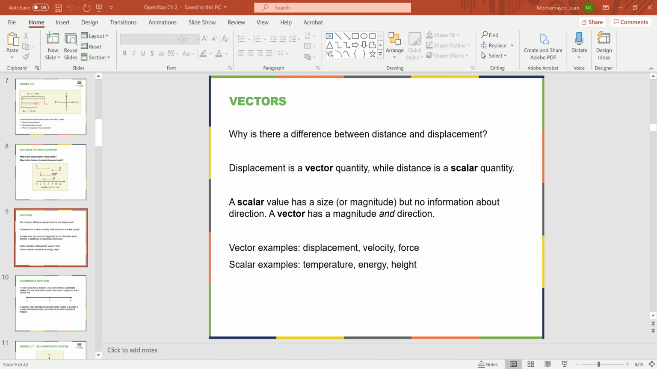All right, so that'll bring us to vectors. Why is there a difference between distance and displacement? Well, displacement is a vector and distance is a scalar. A scalar value has a size or magnitude, but no information about the direction. A vector has a magnitude and a direction. Sorry. So for vector examples, we have displacement, velocity, and force. For scalar examples, we have temperature, energy, and height.